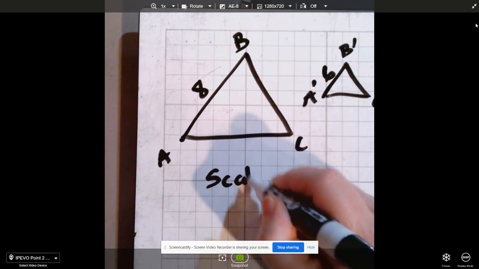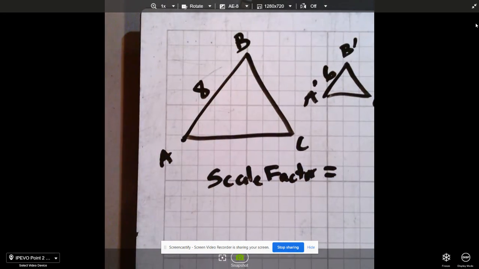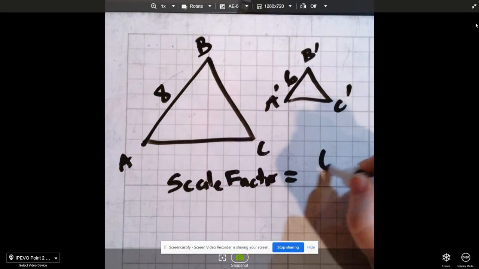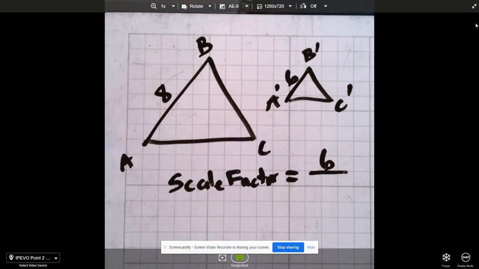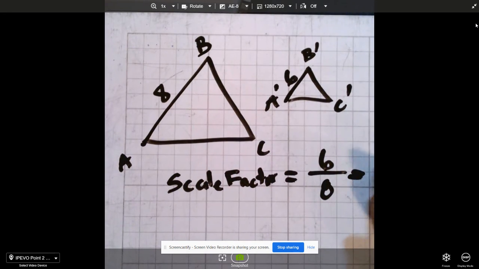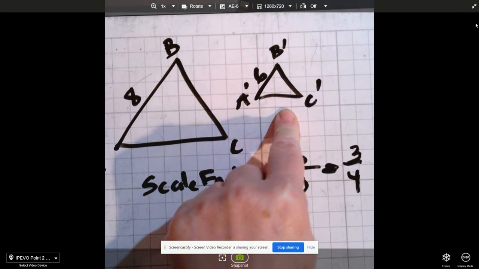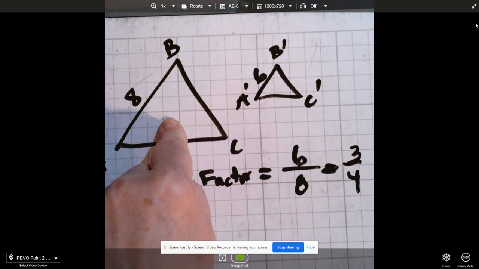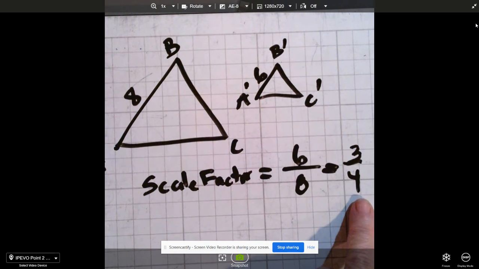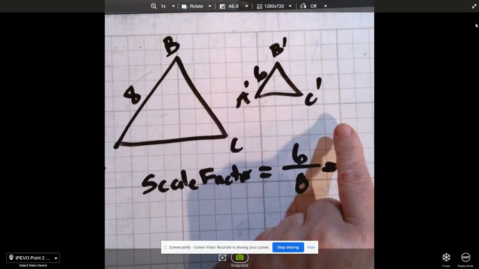So remember, scale factor, you always are going to put the new over the original, or the scaled figure over the original. Well, this is the new one. This is the scaled one. So I would put 6 over the original, which is 8. If I reduce that fraction, I can divide both by 2. This would be 3/4. So what this tells you is this new triangle is 3/4 the size of this triangle. By doing your scale factor as new over original, you'll always get the right scale factor. So you can see this is less than 1, which tells you that this is a reduction.